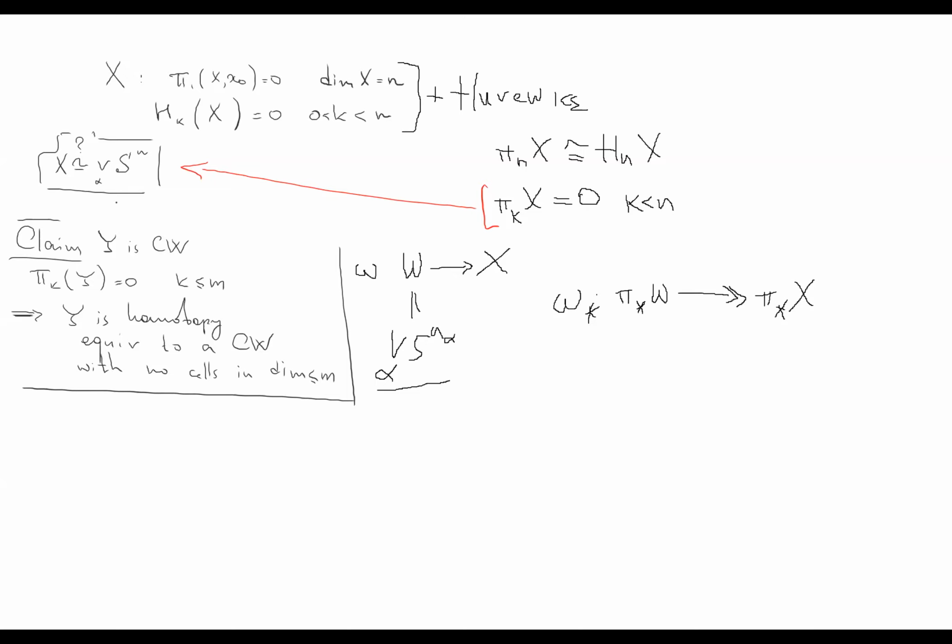Well, I mean, with exactly one 0-cell and no cells of dimensions 1, 2, etc. up to m. Okay. So is the claim clear? Yeah. So how to prove this one?